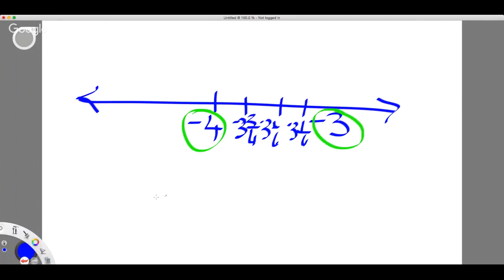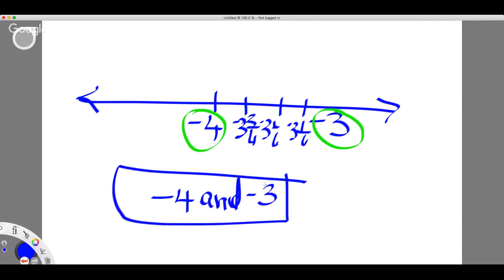So that is your answer. So you would write -4 and -3, and that's your answer. So make sure you show all your work, including the number line. And let's take a look at the next example.